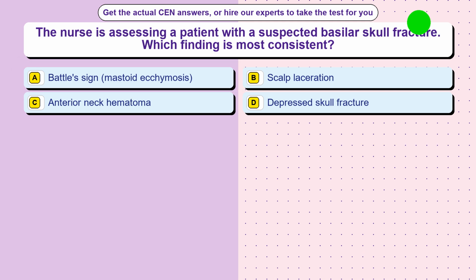Question 15. The nurse is assessing a patient with a suspected basilar skull fracture. Which finding is most consistent? Option A. Battle's sign, mastoid ecchymosis. Option B. Scalp laceration. Option C. Anterior neck hematoma. Option D. Depressed skull fracture.